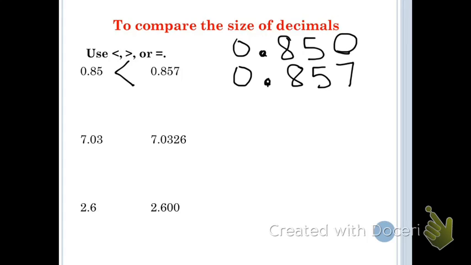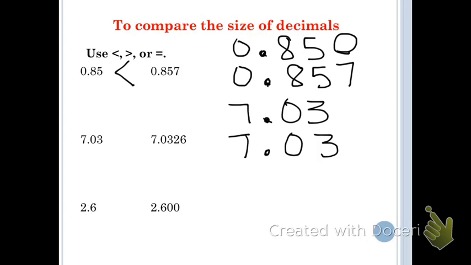Our second example, we're comparing 7 and 3 hundredths with 7 and 326 ten-thousandths. We'll place 2 digits behind the 3. Now ignore the decimal point. 70,300 is less than 70,326, so we know that 7 and 3 hundredths is less than 7 and 326 ten-thousandths.